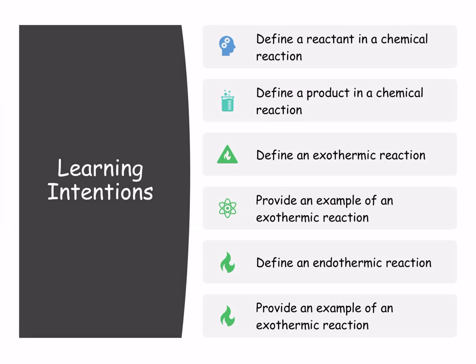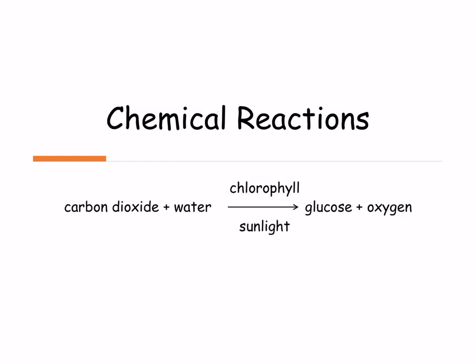want to define what a reactant is, what a product is. Exo and endothermic reactions, some of you guys may remember this from TY chemistry. We're going to look at examples of both endothermic and exothermic reactions. So, as you know, a chemical reaction is split into two parts, the beginning and the end. So we have the chemical reaction here for photosynthesis. Carbon dioxide and water, chlorophyll, sunlight, giving us glucose and oxygen.